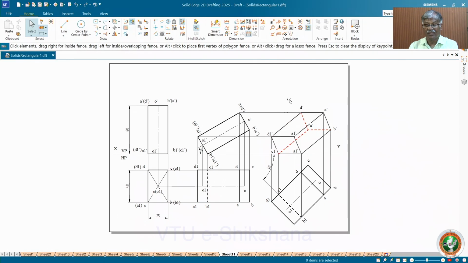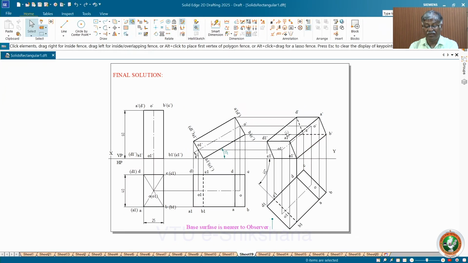See, I have drawn all dark lines other than C1 and D1, DC and CV. So these we can complete. Then project the axis and complete the solution. This is the final solution for that particular problem.